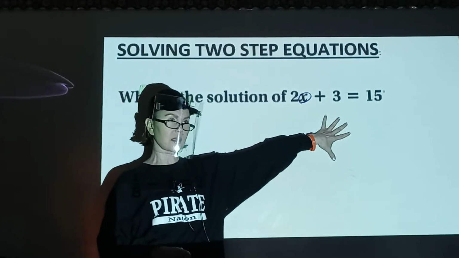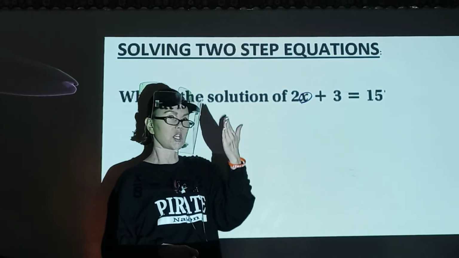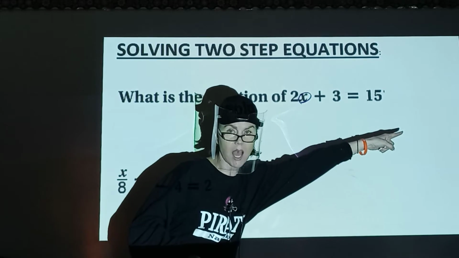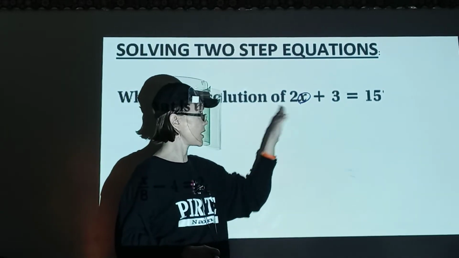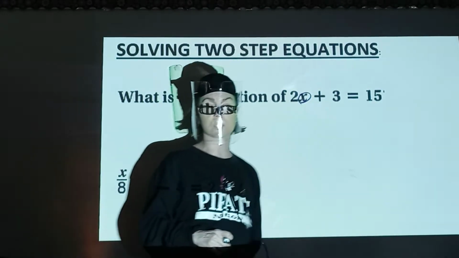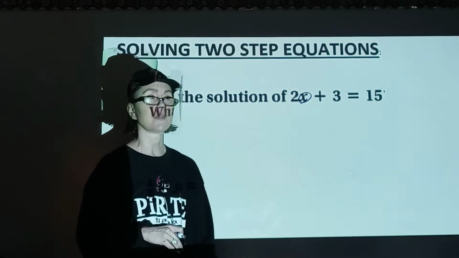So if we want to get this variable all by itself on this side of the equal sign, you tell me what needs to be moved to the other side of the equal sign to get this x all by itself. What needs to be moved? The 2 and the 3.